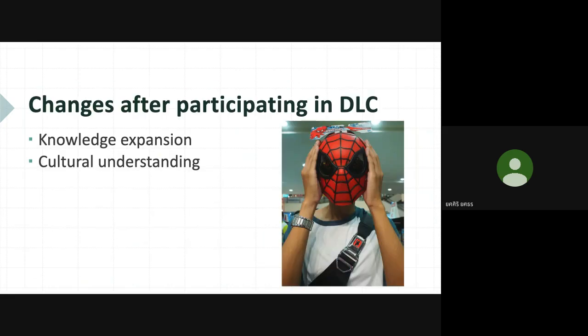Okay, the changes after participating. I know how to cope with the kids more, because basically I teach university students, so they are a little bit older. But with these kids, I learn more about the cultures anyway. They love cartoons. They love things that are very recreational and entertaining. So I try to connect with them. I try to modify all the classes to be more entertaining anyway.